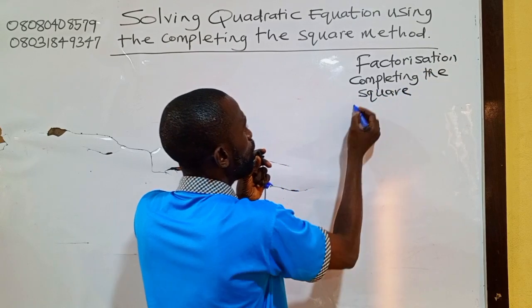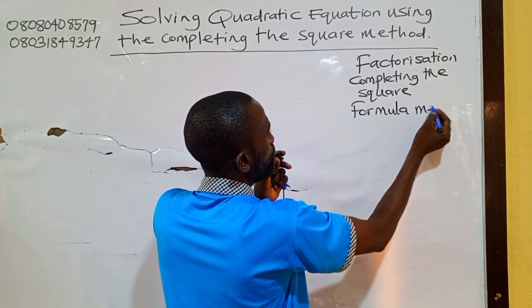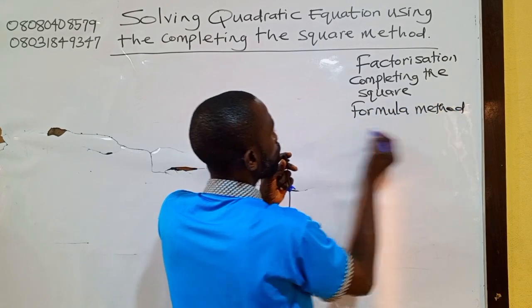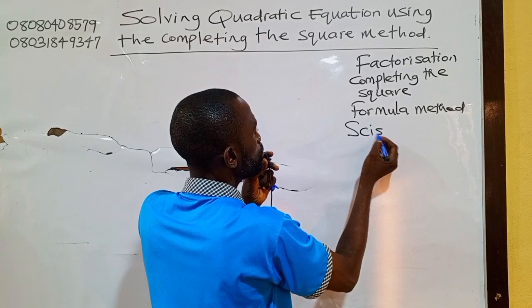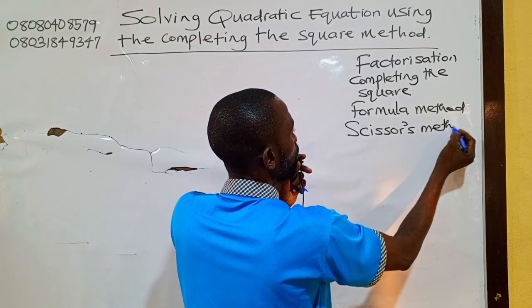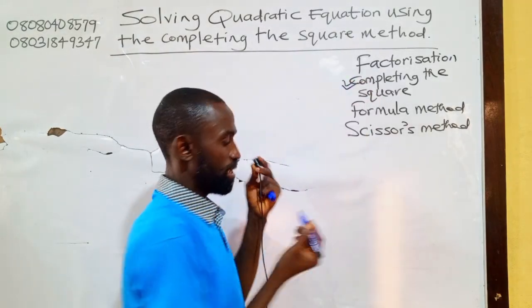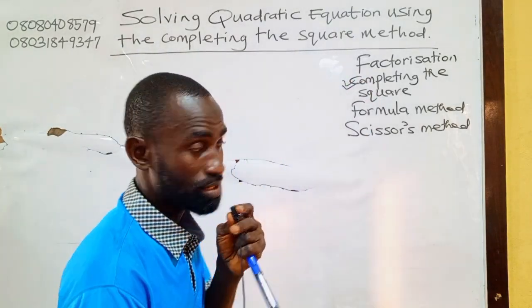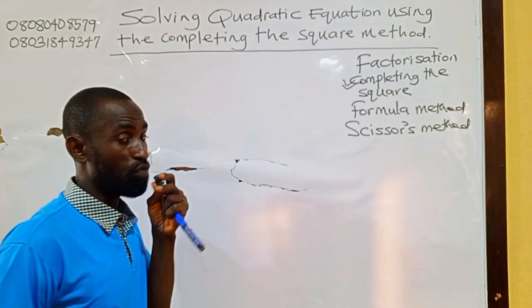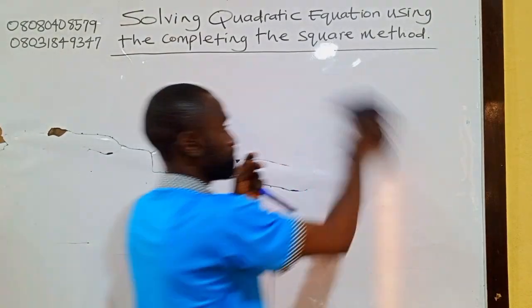We can use the formula method. And we can also use what we call the scissors method. But in this video, we want to look at what now? The completing the square method, as in using completing the square method to solve a quadratic equation. So let us go, class.